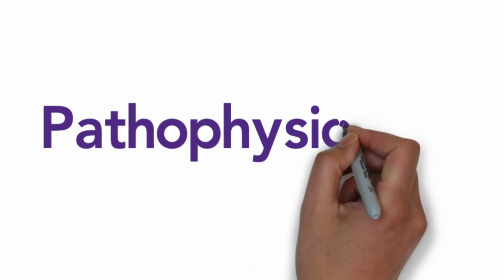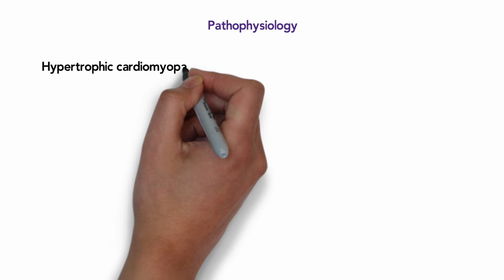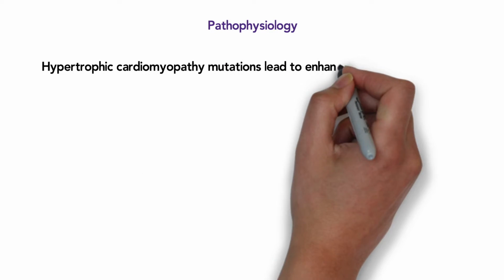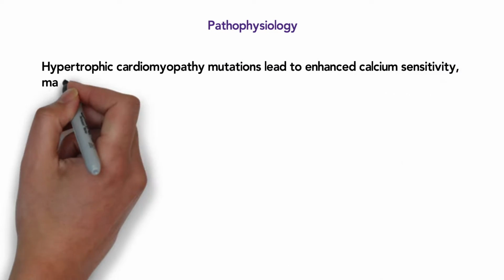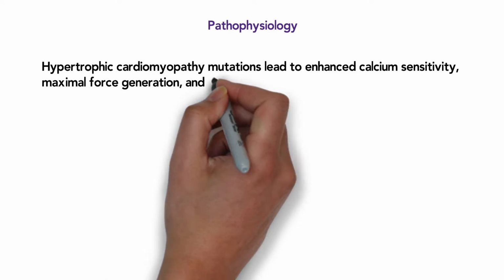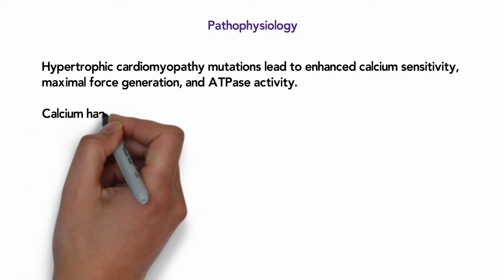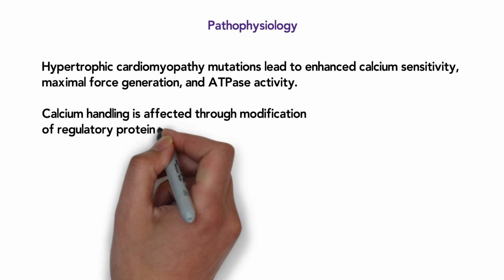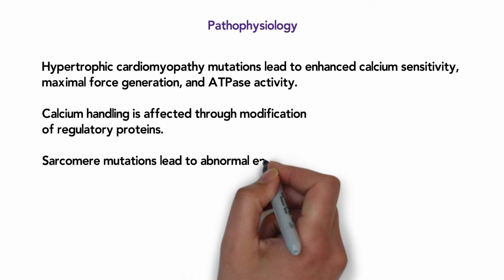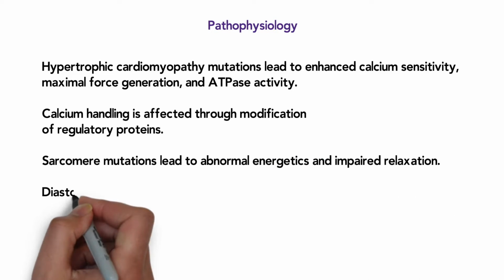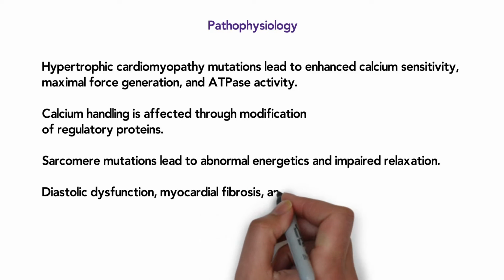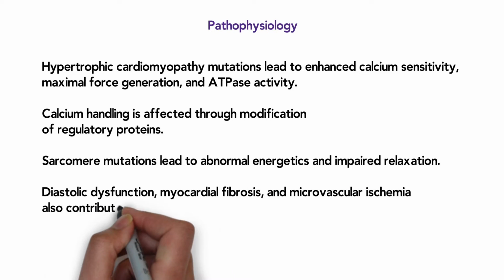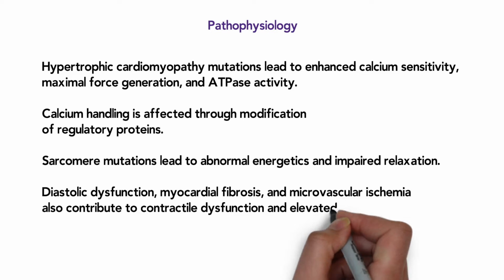Pathophysiology. Hypertrophic cardiomyopathy mutations lead to enhanced calcium sensitivity, maximal force generation, and ATPase activity. Calcium handling is affected through modification of regulatory proteins. Sarcomere mutations lead to abnormal energetics and impaired relaxation. Diastolic dysfunction, myocardial fibrosis, and microvascular ischemia also contribute to contractile dysfunction and elevated intracardiac pressures.